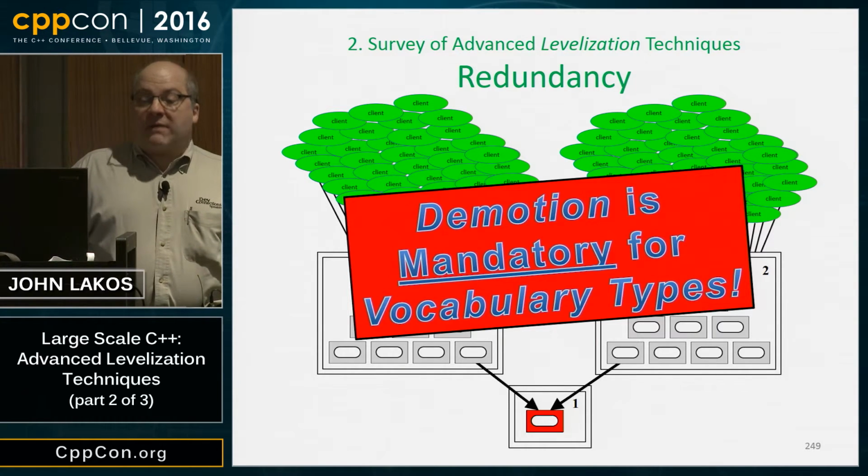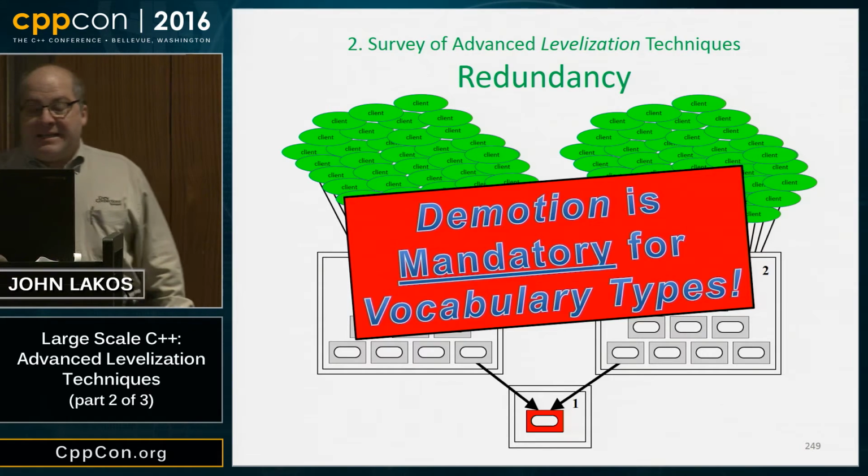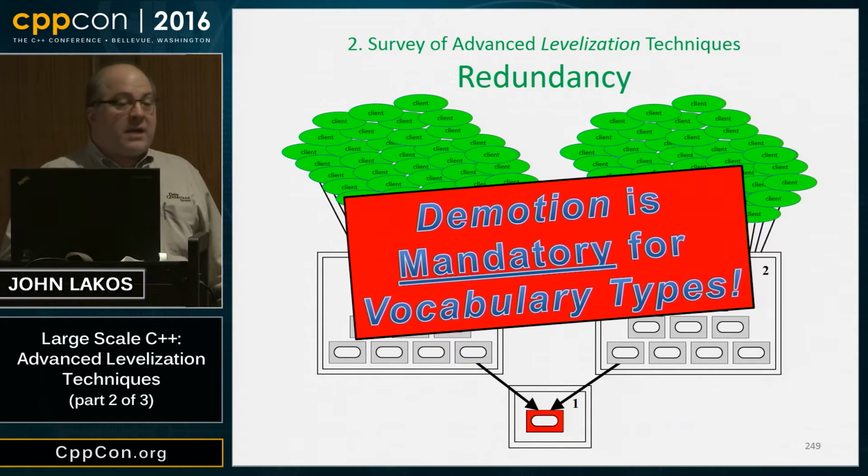It turns out for vocabulary types that are used widely throughout the interfaces of functions, you have to demote it. You can't have it in 2 separate places. So you have to think about these vocabulary types. By vocabulary types, you think of something like a date, or something like an allocator protocol, where if you have 2 different ones, nothing works. So anyway.